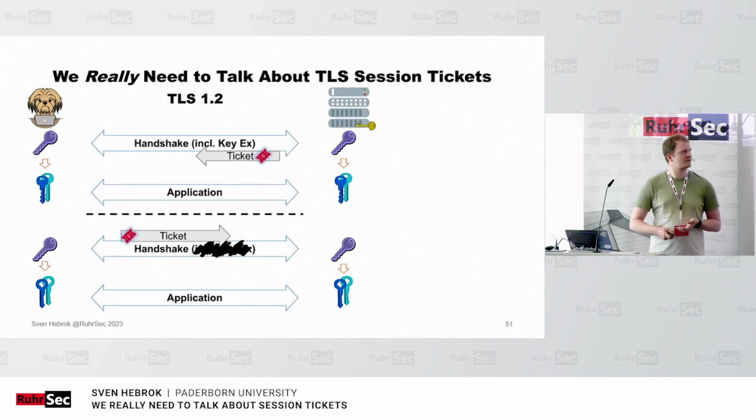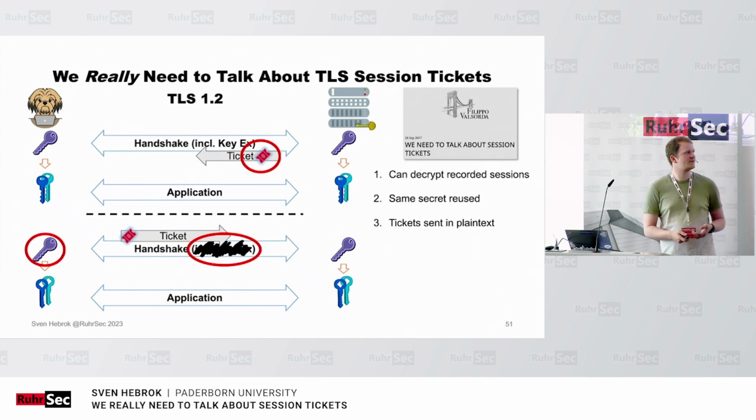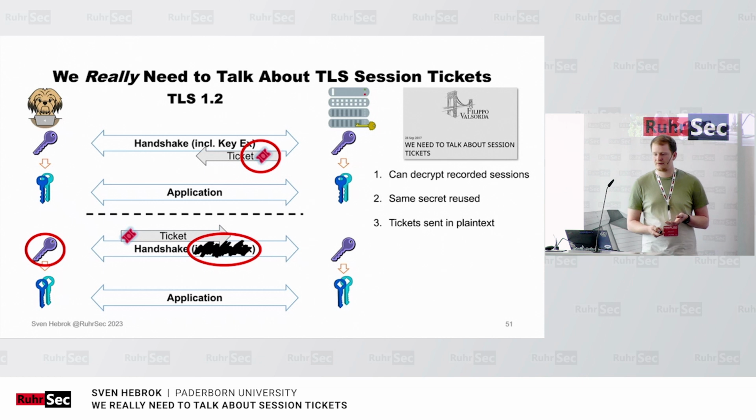So in TLS, to come back to our handshake in TLS 1.2, Valsorda raised 3 issues. He said that, yeah, we can decrypt sessions, we can decrypt the first session, and we don't even need resumption. So they also said that TLS 1.3 fixes that, because TLS 1.3 is nice, right?